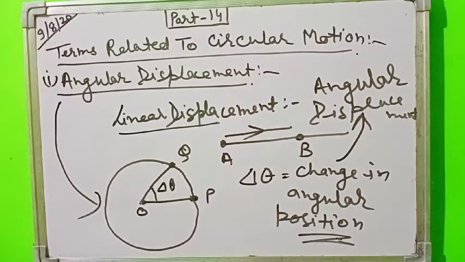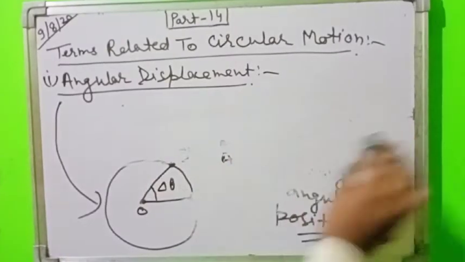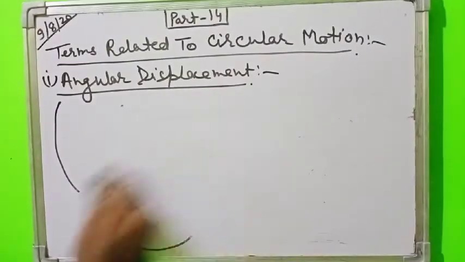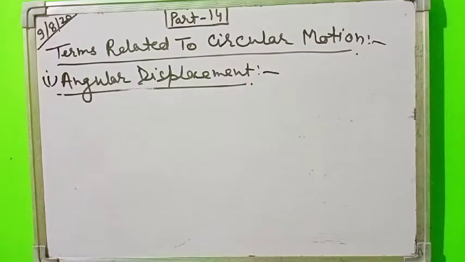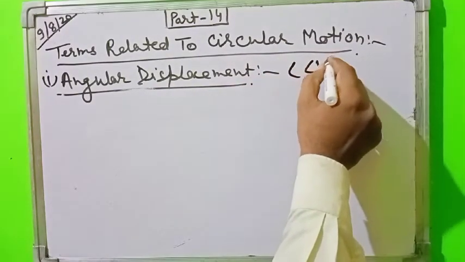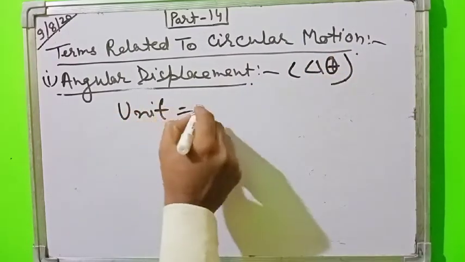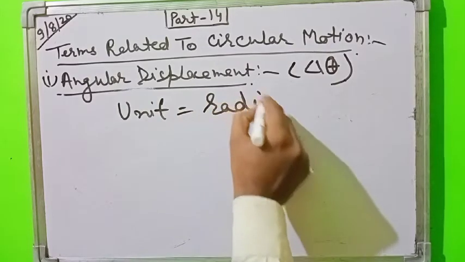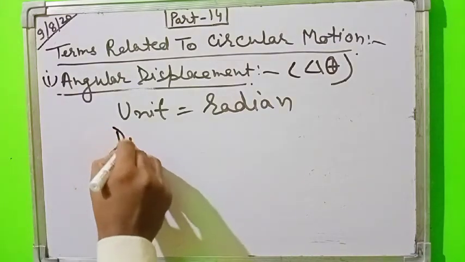Now, you know that angles are measured in radian. So, the unit of angular displacement is radian. It is denoted by delta theta, and its unit is radian. It is a dimensionless quantity.